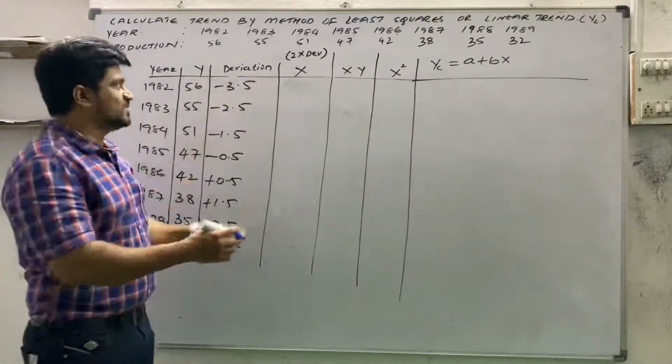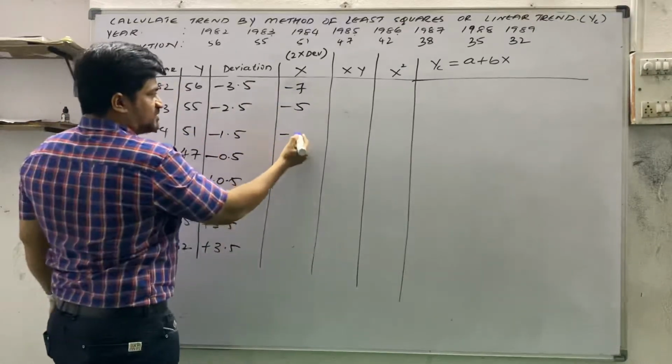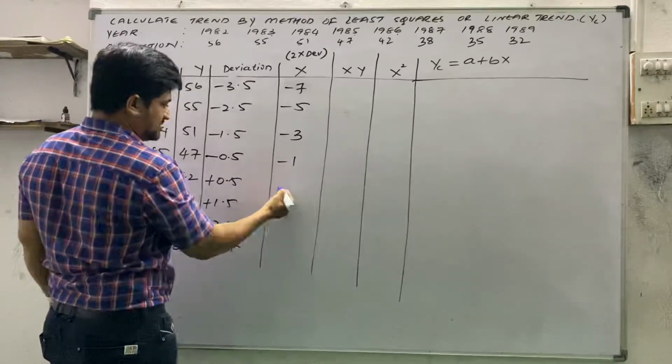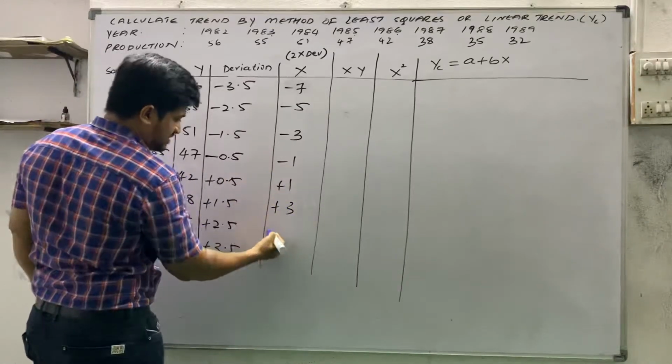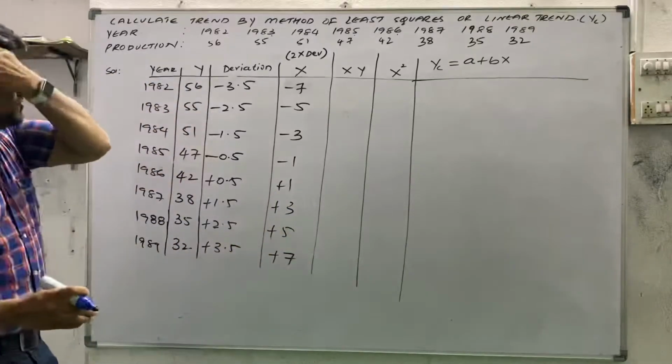Deviation is over, then 2 times the deviation is x. Multiplying this value by 2, so minus 0.5 into 2 is minus 1. Then here 1, 3, 5, 7. Similarly, the next point is x into y.